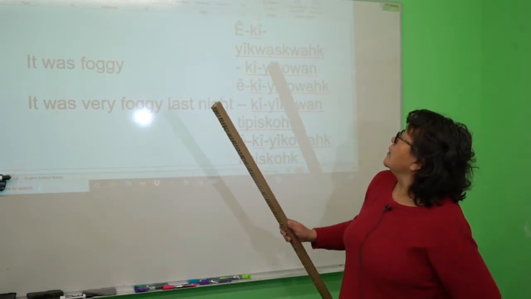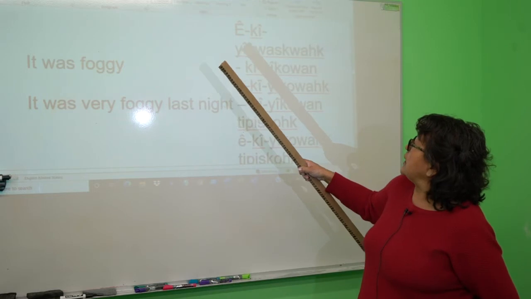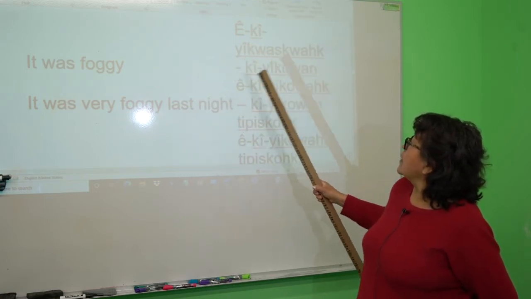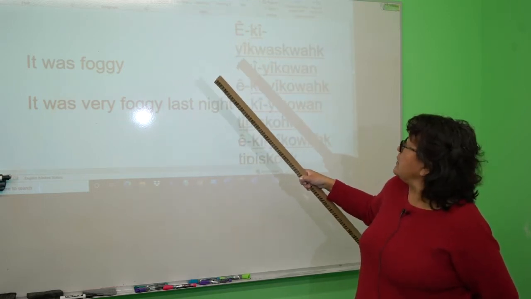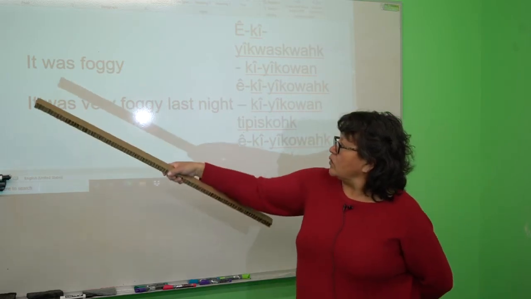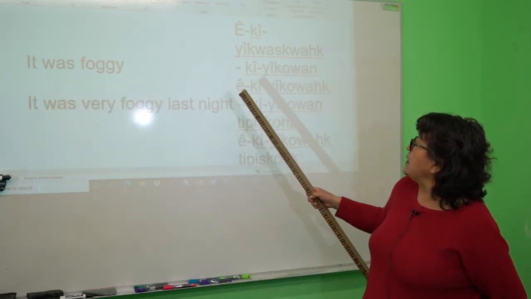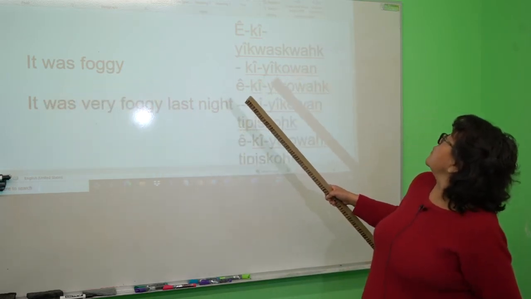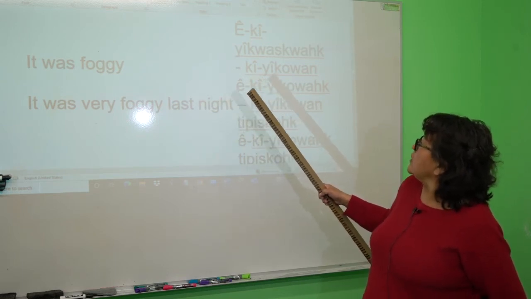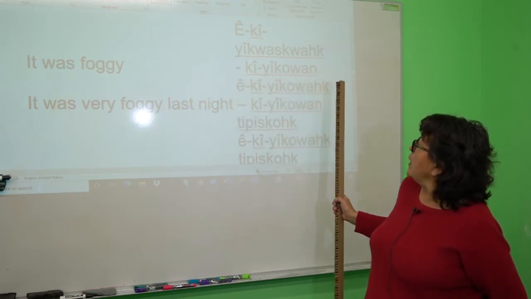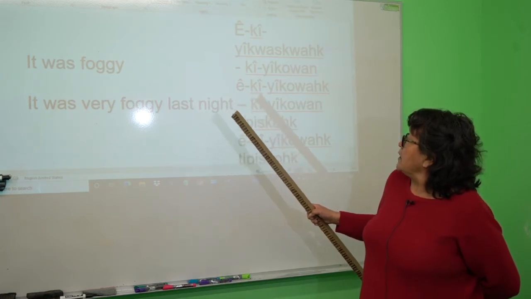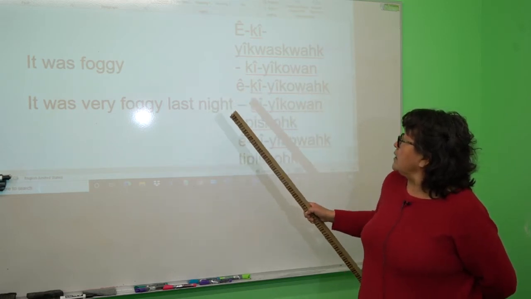Okay. Another way of saying this is egi yi qua squawk. Gi yi qua squawk. It was foggy. Gi yi guan. Or gi yi guak.